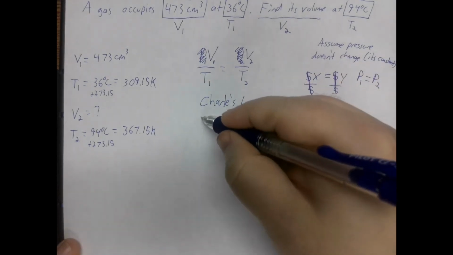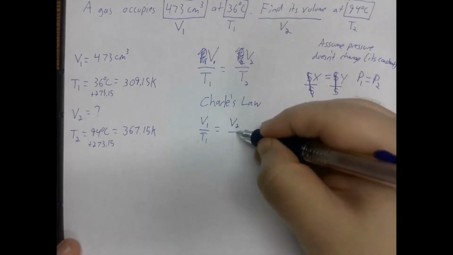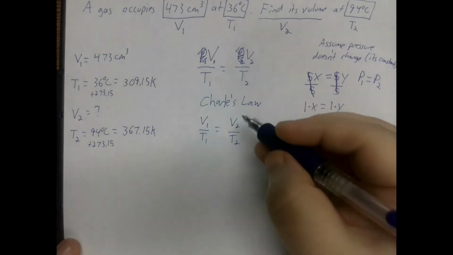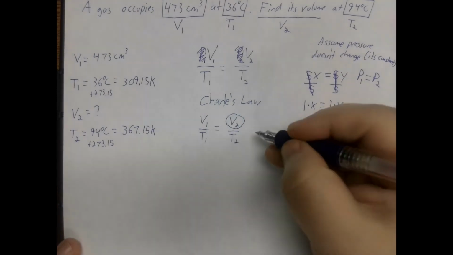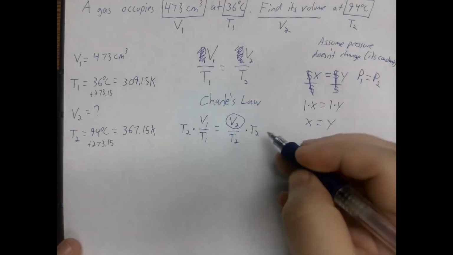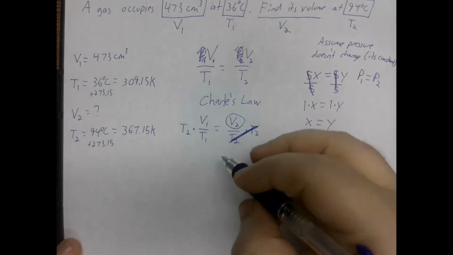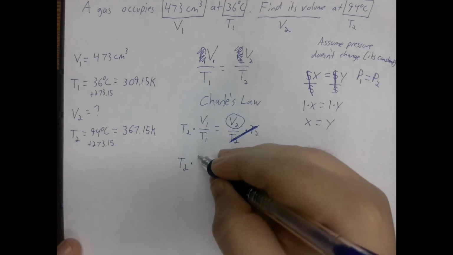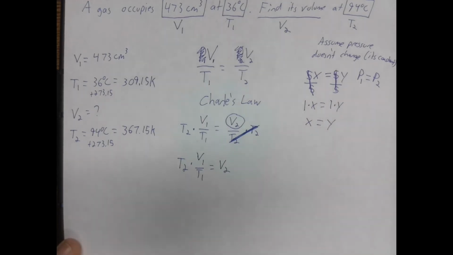Charles's law is initial volume over initial temperature equal to final volume over final temperature. Now we can do some algebra. We're solving for final volume, so we can multiply both sides by T2. T2 divided by T2 cancel each other out. And so we have T2 times V1 over T1 equal to V2.